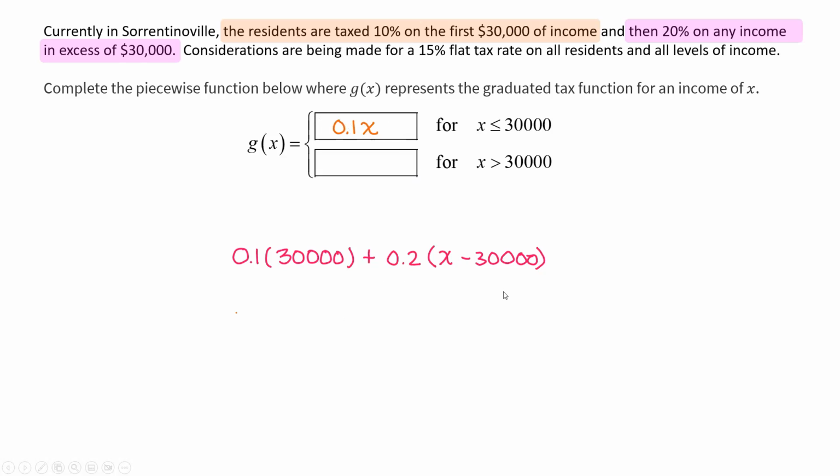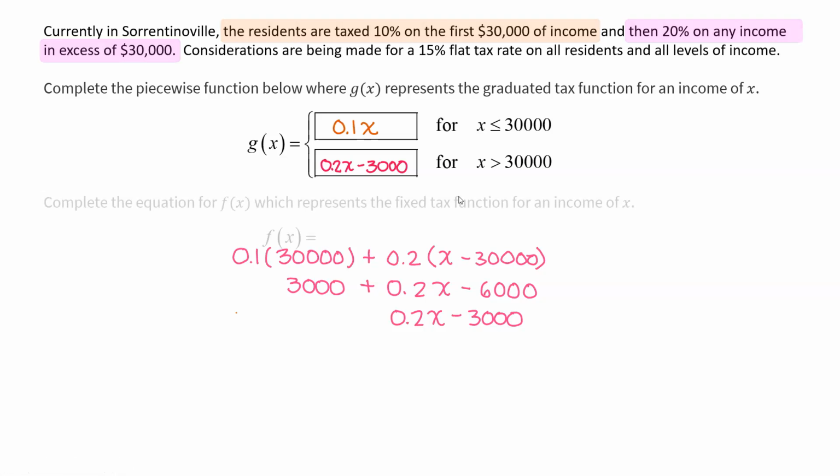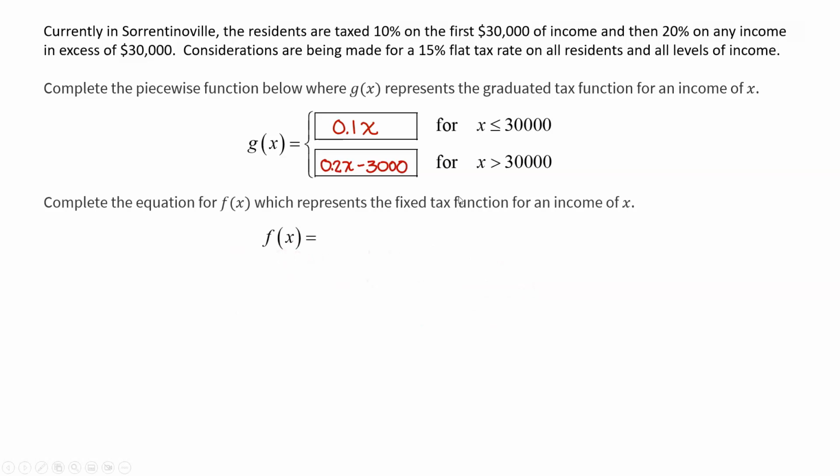And so to simplify this a little bit, although you could pretty much write it like this if you wanted to, you would have 3,000 plus 0.2x minus 6,000, which is 0.2x minus 3,000. So that's the expression that goes here for the second portion, and that would be the piecewise function that represents the graduated tax function for income x. As far as f of x, which would be the flat tax rate, doesn't matter what x is, you're just going to spend 15%, so it's going to be 0.15x.